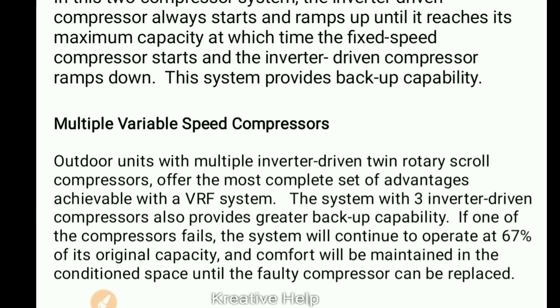The complete advantage of this system is that three inverter driven compressors are there for greater backup capability. If one compressor fails, the system will still continue to operate at 67% of the original capacity. This is the main good thing, because if one compressor fails, another compressor can bear the load, about 67% of the original capacity, and comfort is maintained till the faulty compressor can be replaced. In another system, if one compressor fails, the whole system should shut down.